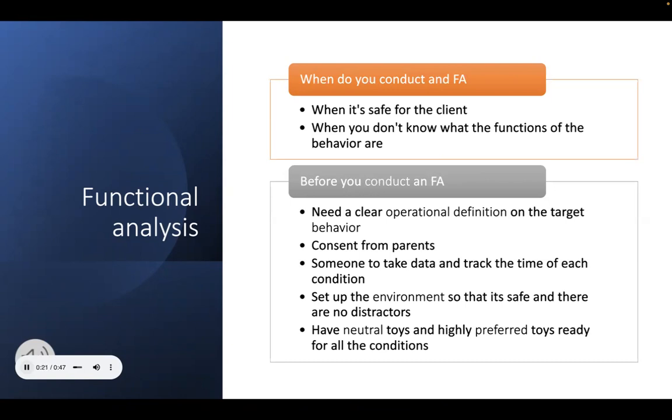Before you do an FA, you need a clear operational definition of the behavior. You need consent from parents, someone to take the data, usually that's the BCBA, and someone to track the time of each condition. You should also set up the environment so that there's no distractors and have neutral toys and highly preferred toys ready for all the conditions.